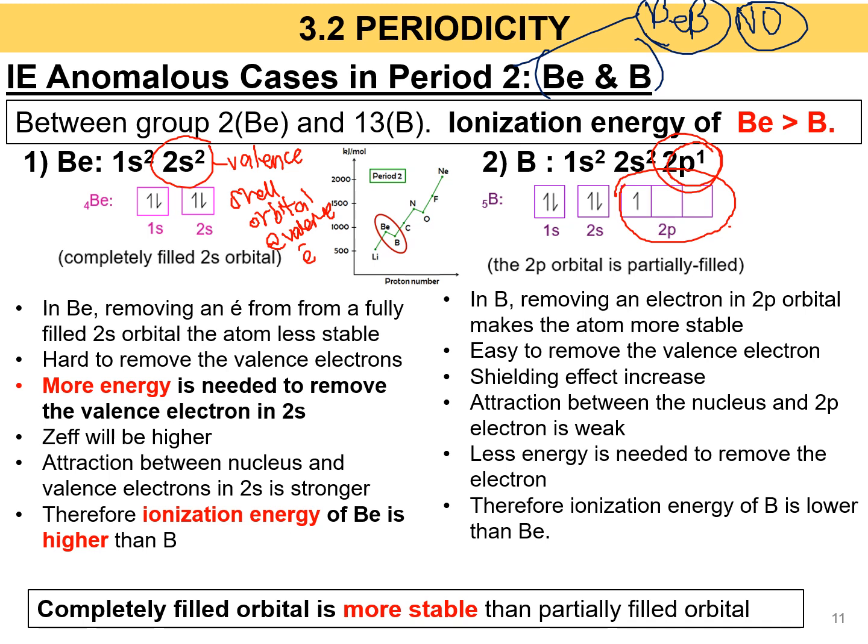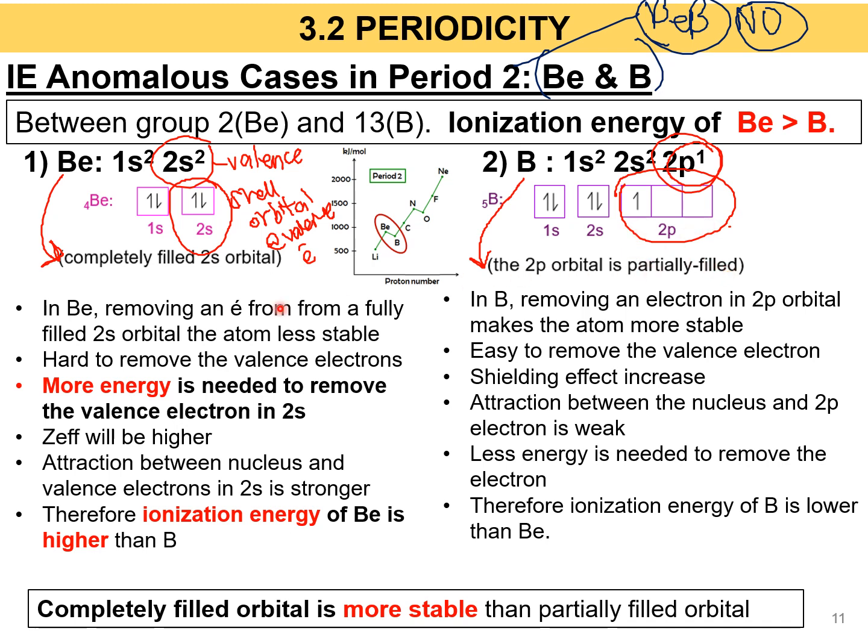Okay, so if you look at atom Be ni, beryllium ni, if you look at the 2s here, dekat atomic orbital of 2s here, you can see that in beryllium it has a completely filled 2s orbital. Okay, while boron dia ada partially filled 2p orbital. If you look at 2p orbital in boron here, you can see that dia bukanlah half filled, tapi bukan juga fully filled, jadinya dia partially filled.